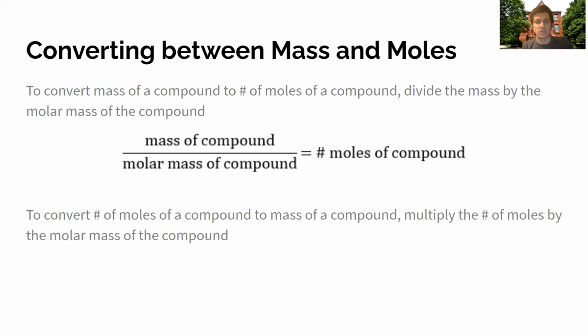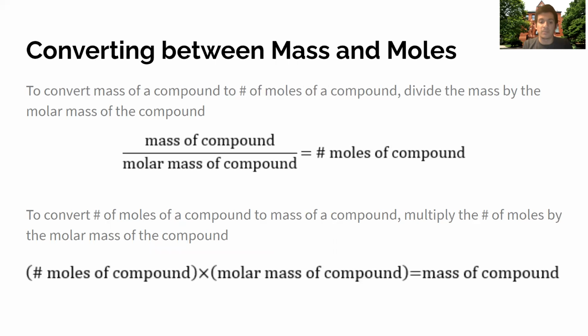This should hopefully be something that you talked about in high school chemistry class. Going the other way around, converting the number of moles of a compound to the mass of a compound, is just rearranging that top equation. Multiply the number of moles by the molar mass of the compound. That's going to give you the mass of the compound. Number of moles times molar mass of the compound.